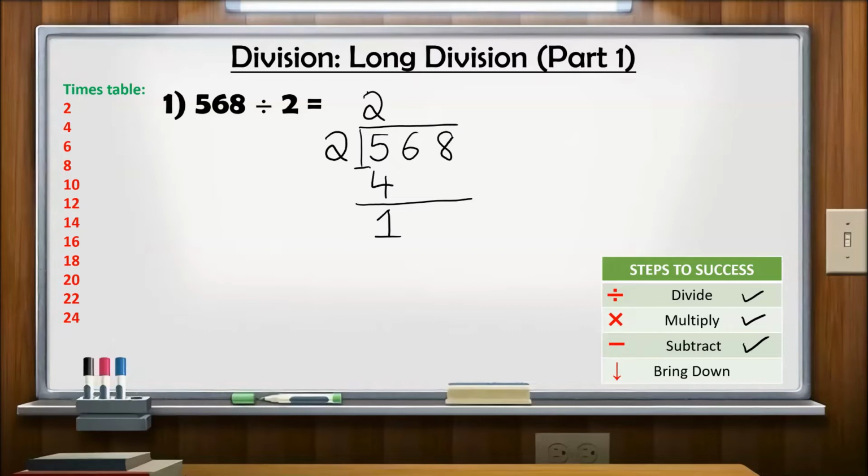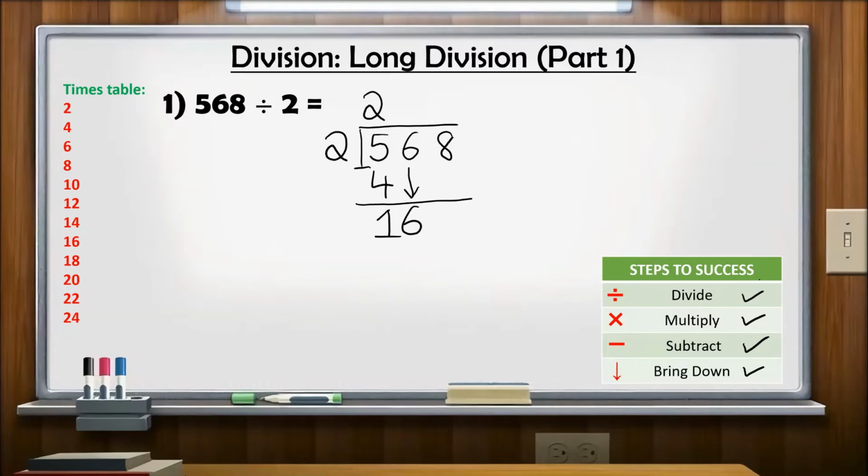And finally, I'm going to bring down the next digit. So my remainder of 1 now becomes 16. And I've completed my steps to success, and I will repeat the whole process until I have a remainder of 0.